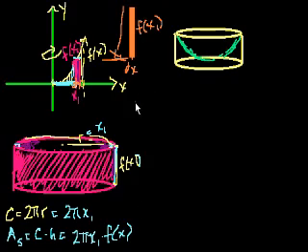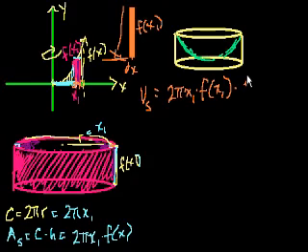The volume of the shell, this shell, not this one, is going to be equal to the surface area of the shell times how wide that surface is. And that width is dx. It's going to equal this times dx. So the volume of that shell is 2 pi x1 times f of x1 times dx. And I think you see where I'm going with this now.